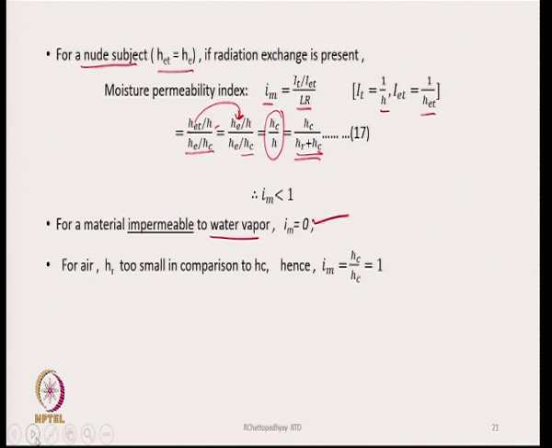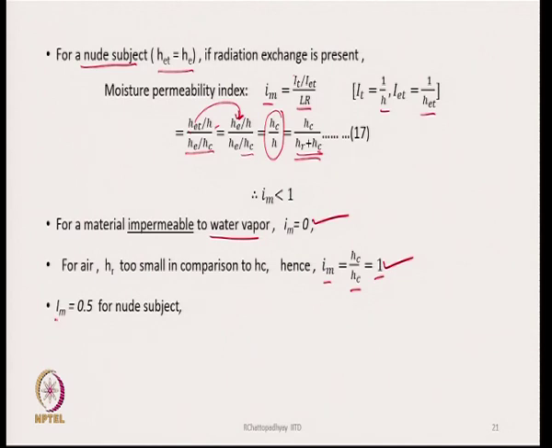Hence, I_m for air is going to be h_c by h_c, which is equal to almost 1. So, I_m for air is almost going to be 1, because h_r is too small in comparison to h_c.